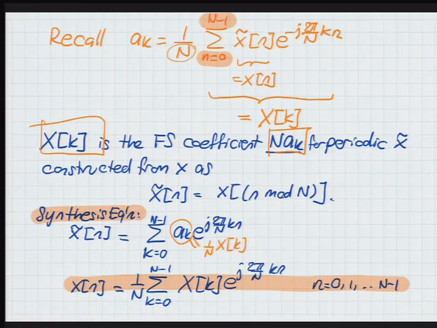The one main difference is that the division by N happens in the analysis equation in the case of Fourier series. It comes into the synthesis equation in the Fourier transform, the DFT. Okay, so let's look at an example. Any questions before I move on? Okay, good.